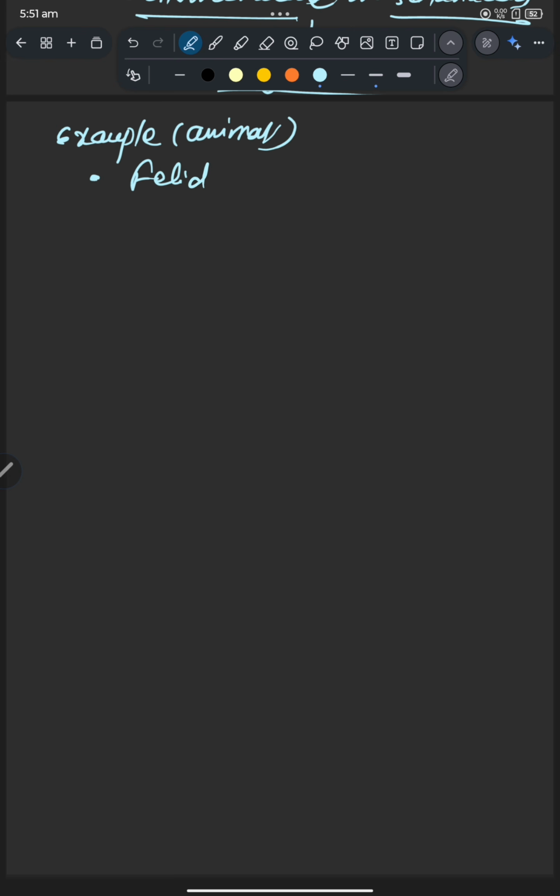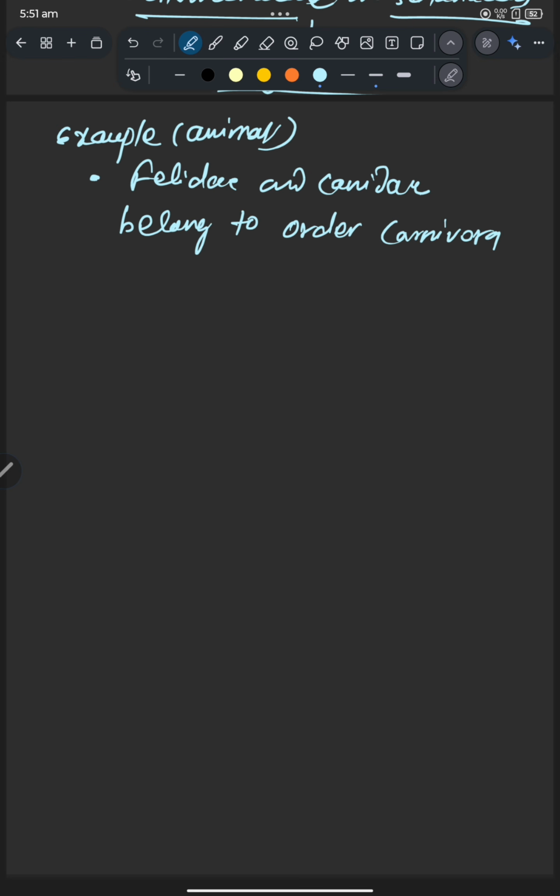Felidae and Canidae. That is, dog and cat belong to order Carnivora.